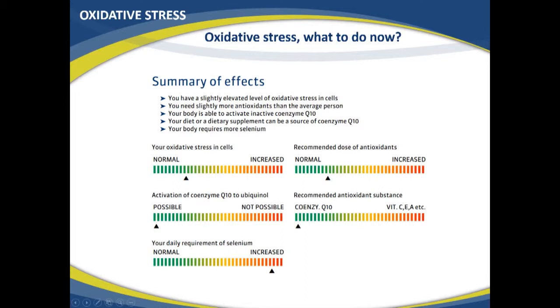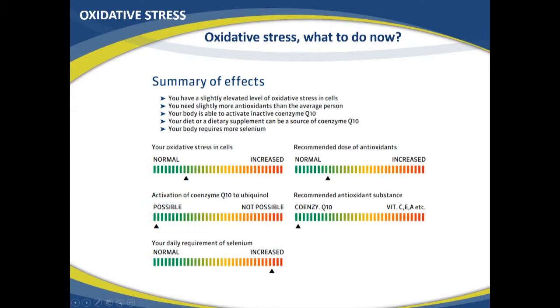Okay, and this here is a cutout from the oxidative stress part of the Toxo Sensor. So you get a summary. You have a slightly elevated level of oxidative stress. So here you see your oxidative stress in cells. It can be normal or it can be very high, depending on how many of the protective genes have a detrimental genetic variation. This person can activate coenzyme Q10 to ubiquinol. So here we are in the possible part. It could also be not possible.